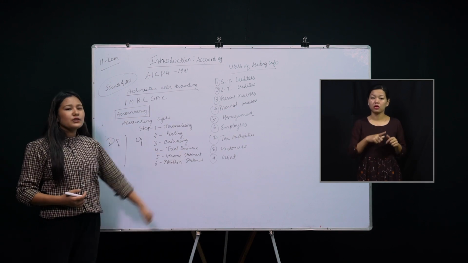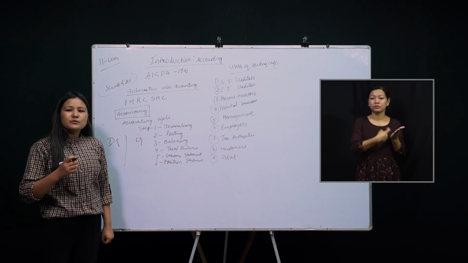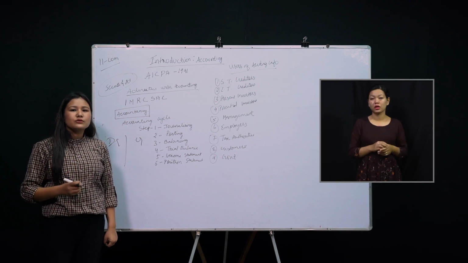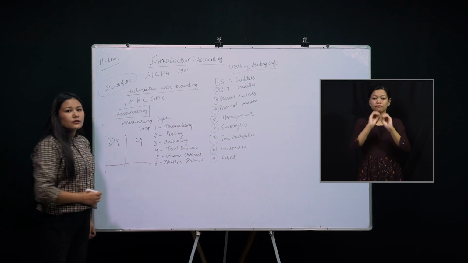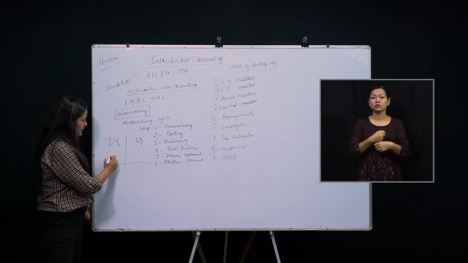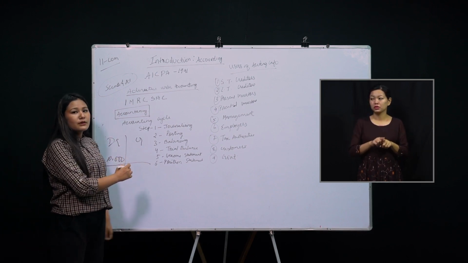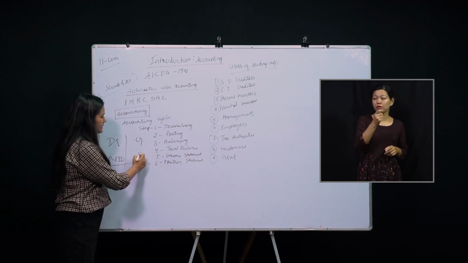So in balancing, what you have to do is make debit equal to credit and credit equal to debit. So what you do here is, if the total amount of debit is rupees 10,000 and the total amount you get in credit is rupees 8,000.